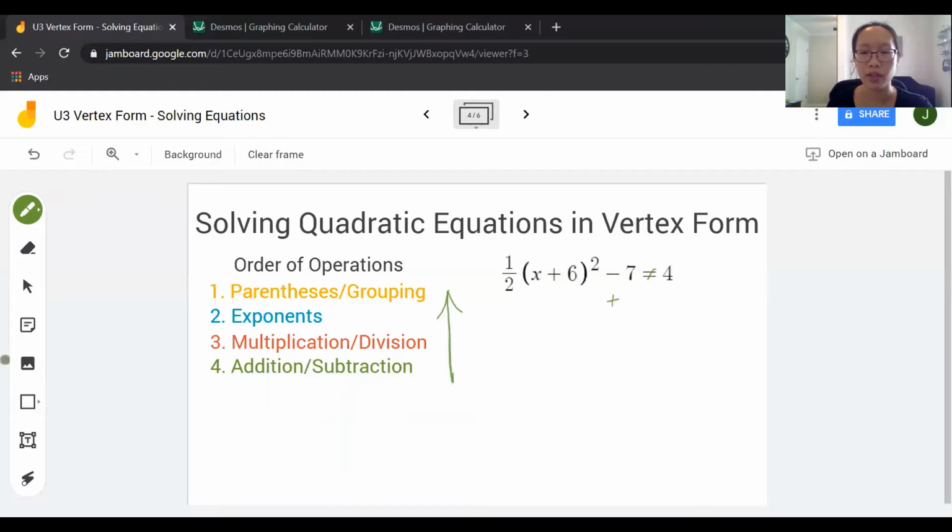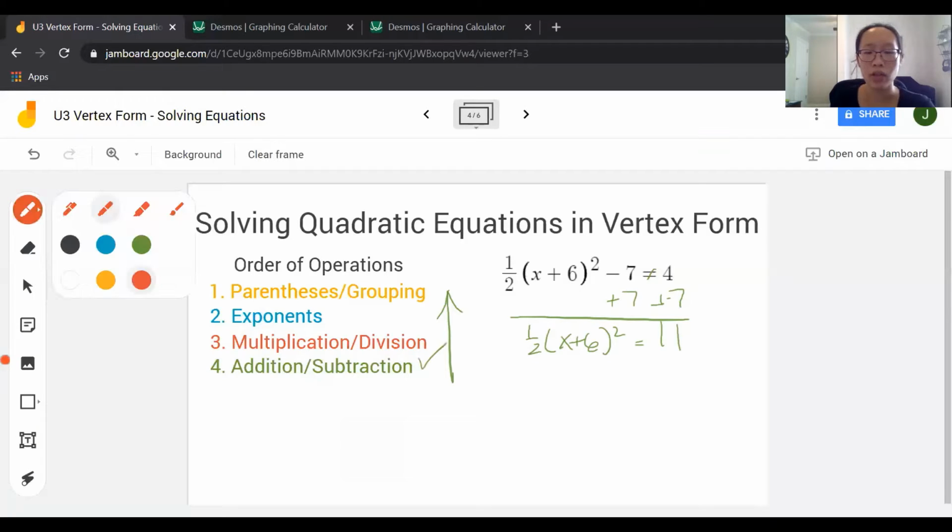So first we're going to add 7 to both sides. That leaves us with 1/2 times (x plus 6) squared is equal to 11. Then I'm going to undo my multiplication or division. Since to undo multiplying by half, I'm going to multiply by 2. And then that leaves me with (x plus 6) squared is equal to 22.